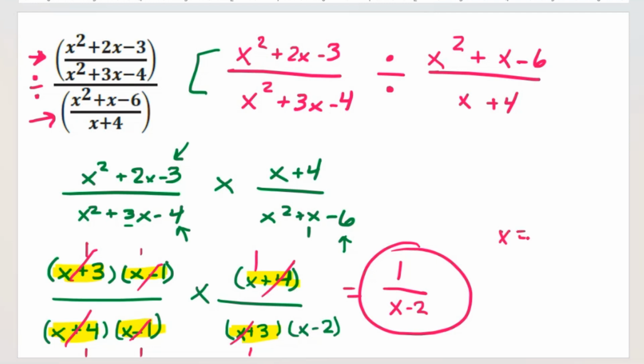And we can also note that x cannot equal 2, because if it did, you'd have 2 minus 2. And again, we cannot have 0 as our denominator.